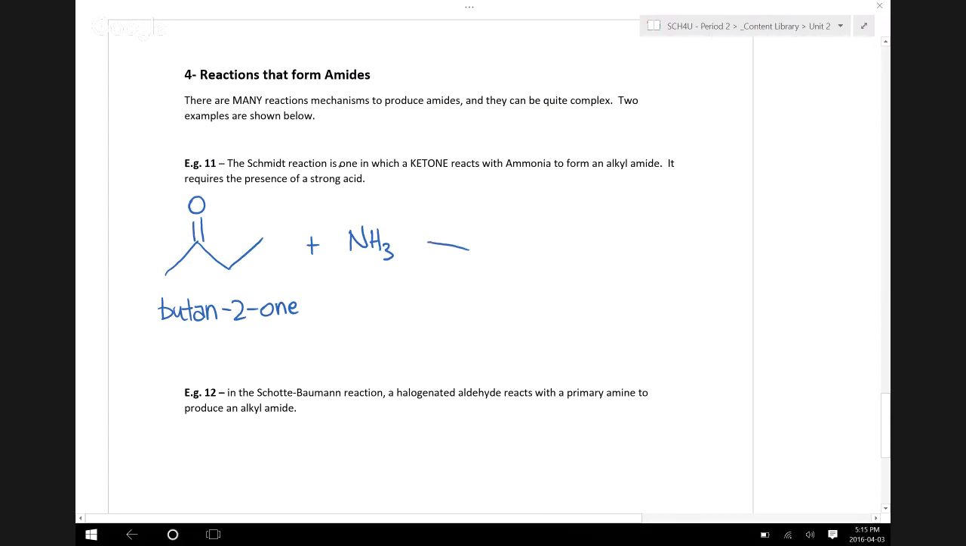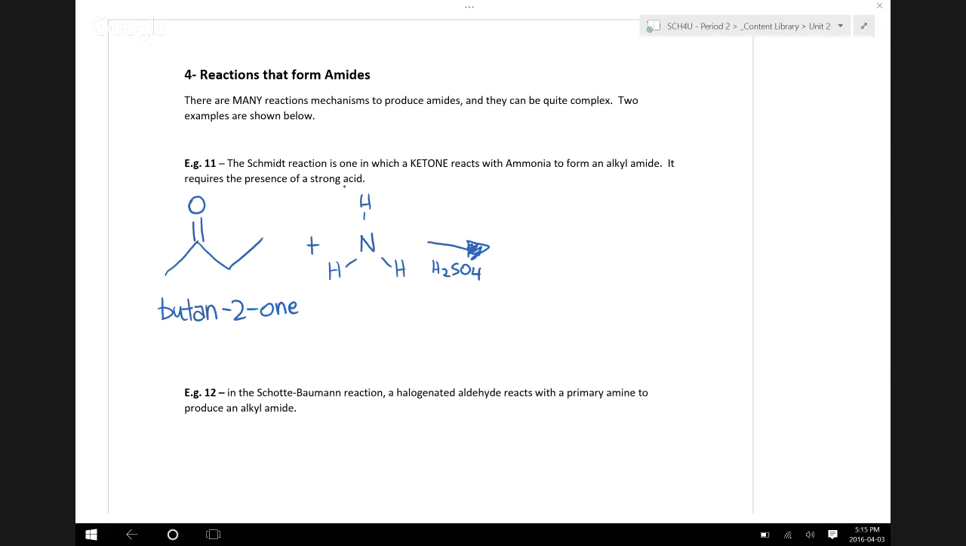And I'm actually going to draw it because in this case, drawing itself will make a difference in understanding how it works. And this has to be done in the presence of a strong acid. All the literature I found mentioned sulfuric acid. If you find mention of any other acids, then I'm sure you could use a different acid. But it's always been done this way.